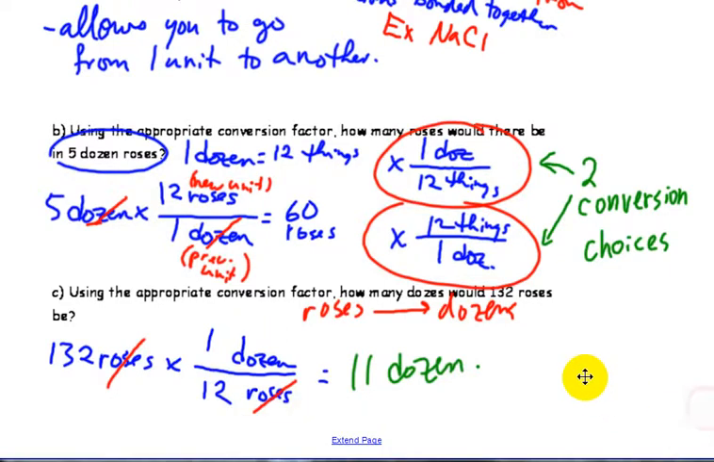And vice versa here, if we're going from roses to dozens, so how many dozens would 132 roses be? So we're going from roses to dozens, before, after. Before goes on the bottom, and the after goes on top. The old unit is on the bottom, the new unit I'm converting to should be on top. And if we set this up, 132 roses, multiplied by 1 dozen over 12 things. Roses cancel, and I'm left with dozens. So we can not only cancel numbers, but you can cancel units.